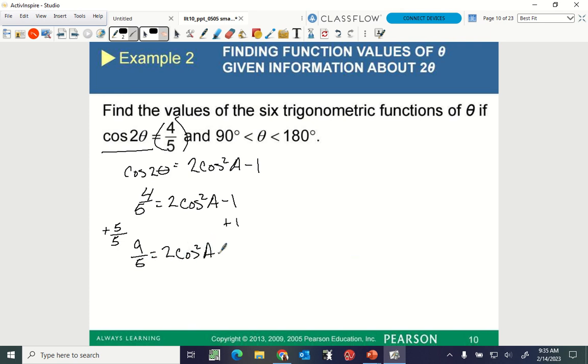Now, I've got to get rid of the 2 because I'm trying to isolate the cosine. The 2 is multiplied by cosine, so to undo it, I divide by 2. Watch this. I'm going to put 2 on the bottom here. Because I'm dealing with a fraction, I'm going to make it look like this. I'm still dividing by 2, but I'm multiplying by 1/2. Means the same thing. So that means I'm going to have 9 over 10 is equal to cosine squared A.